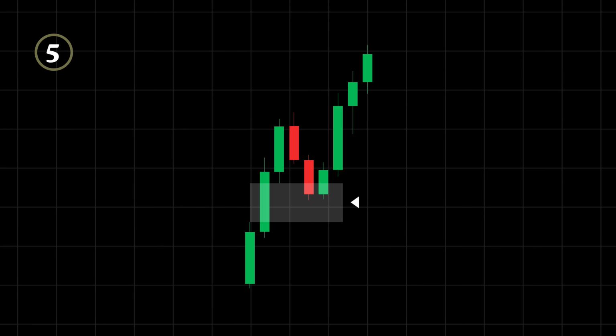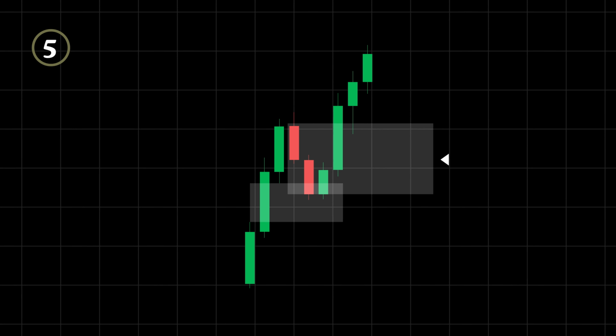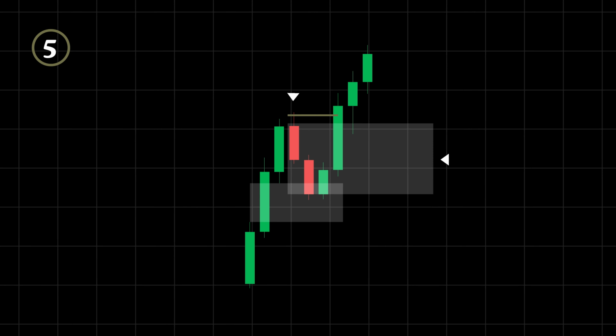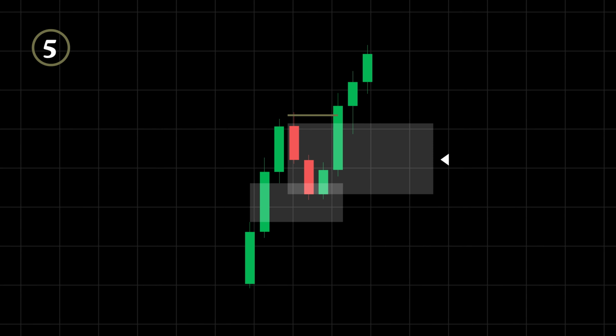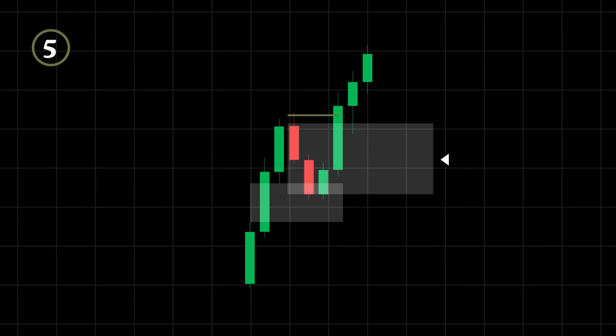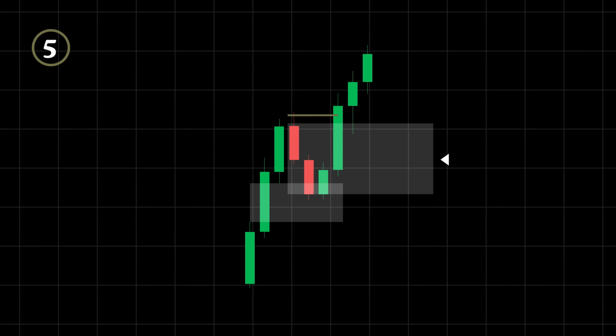What's interesting is that the move which tapped into and respected this FVG also created a bullish order block, confirmed by the break of structure in the next bullish leg. This becomes our second example of a high probability order block because it formed during a move that respected another PD array, in this case, a bullish fair value gap.